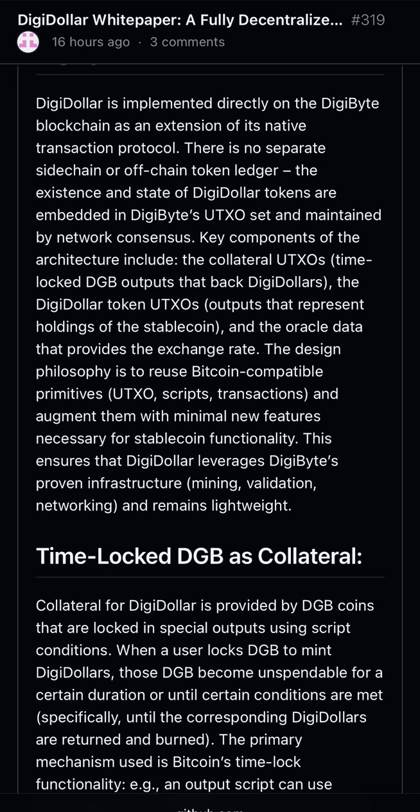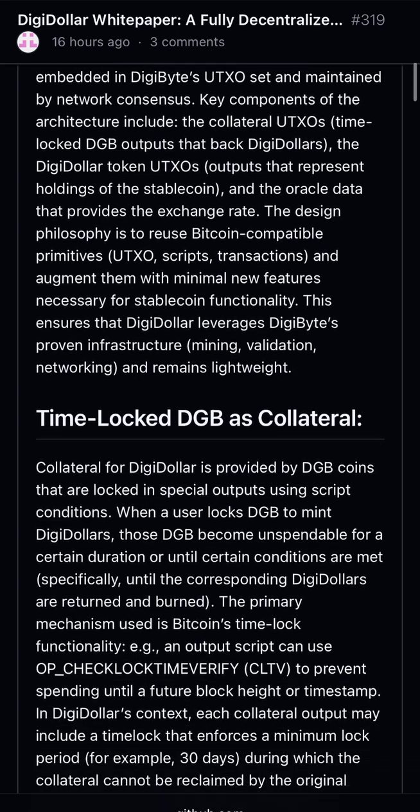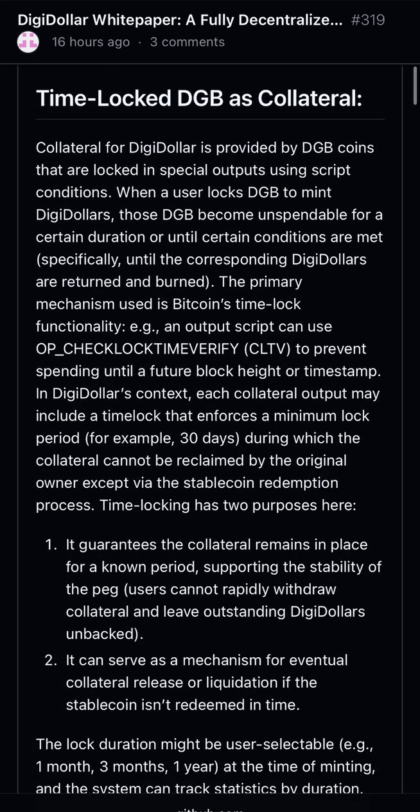The design philosophy is to reuse Bitcoin-compatible primitives, UTXO scripts, transactions, and augment them with minimal new features necessary for stablecoin functionality. This ensures that DigiDollar leverages DigiByte's proven infrastructure, mining, validation, networking, and remains lightweight. Time-locked DGB as collateral. Collateral for DigiDollar is provided by DGB coins that are locked in special outputs using script conditions. When a user locks DGB to mint DigiDollars, those DGB become unspendable for a certain duration, or until certain conditions are met, specifically, until the corresponding DigiDollars are returned and burned.